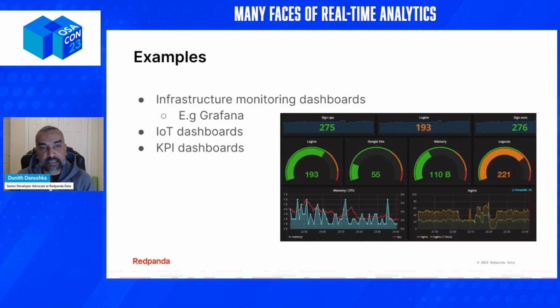For real-world examples, infrastructure monitoring is a prime example here. What you see here is a Grafana dashboard scraping from time series data. This is always good for monitoring and detecting what is going on with the health of the infrastructure. And when it comes to IoT devices, an IoT dashboard would be a really good example here, especially projecting and performing operations on time series data, and then KPI dashboards as well.